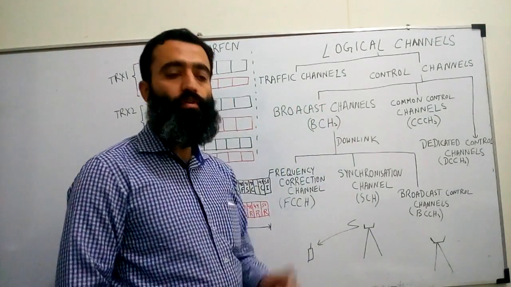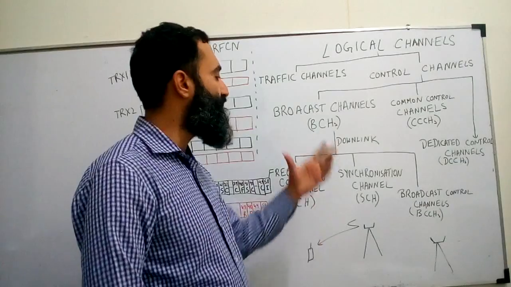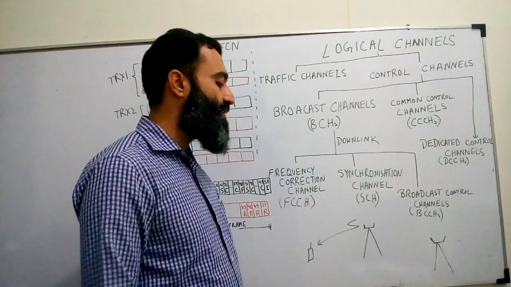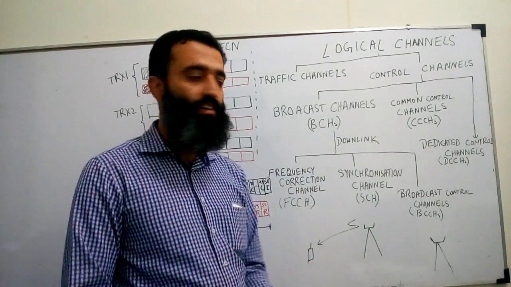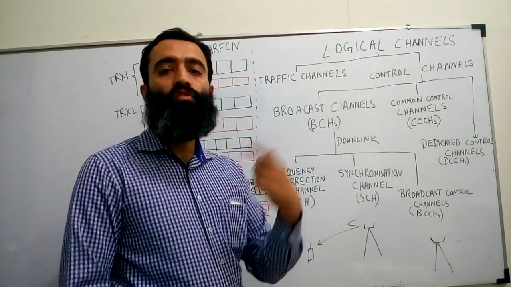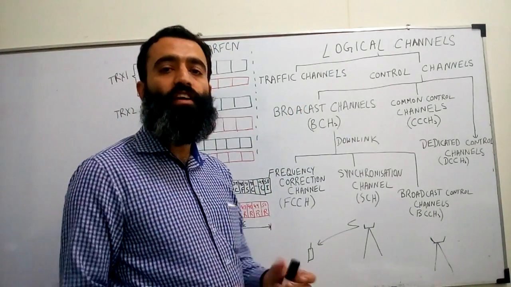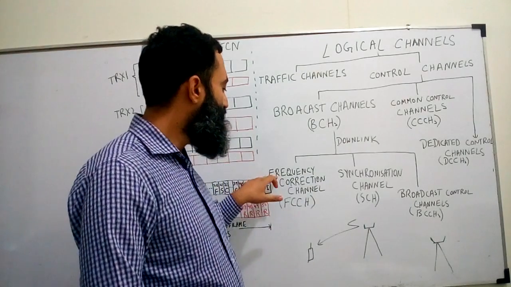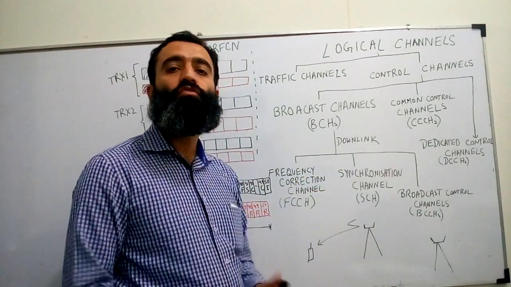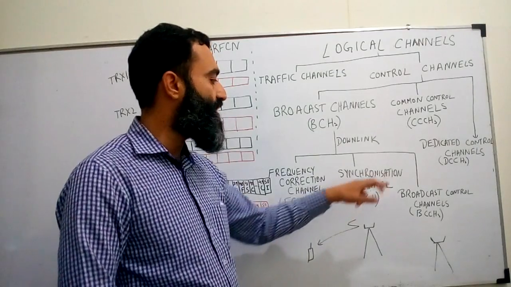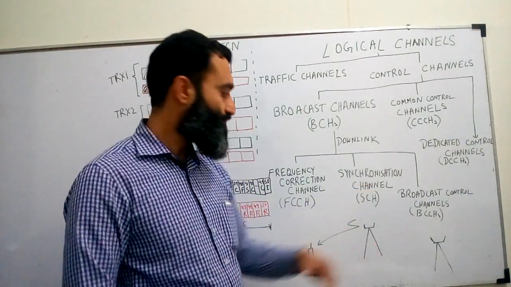Now we talk in a bit more detail about the broadcast channels. Broadcast channels are basically downlink channels, and they are necessary so that a mobile can find a network, synchronize with it, and connect to it. And these broadcast channels are further subdivided into three types of channels. One is the frequency correction channel, or FCCH. The other is the synchronization channel, or SCH. And the third one is the broadcast control channel, or BCCH.